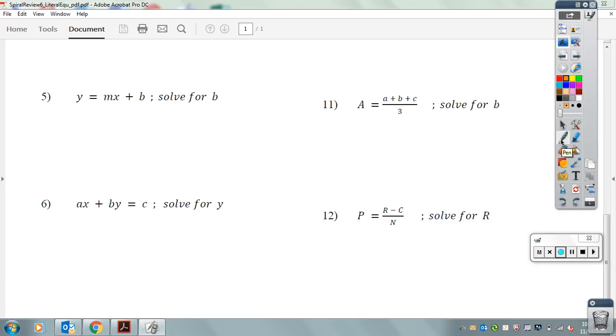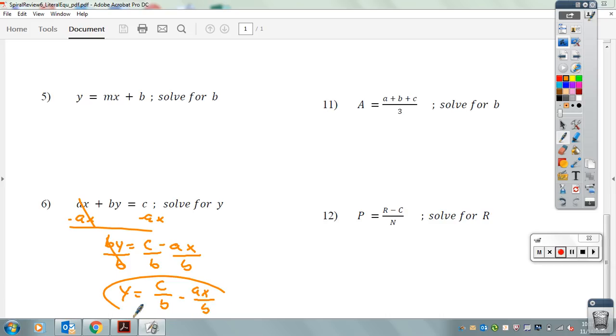Number 6 is down here, solve for y. There are 3 terms, 1, 2, 3. This is the term that contains my variable, so I want to get rid of anything that does not contain my variable. By equals, I could do c minus ax, that's fine. Now I want to solve for y, so I'm going to divide this by b. I can certainly divide every term by b if you want to continue doing that. Y equals c over b minus ax over b. Every term gets divided by b.